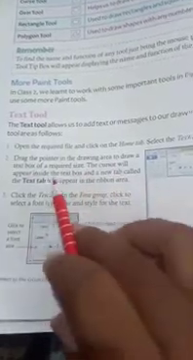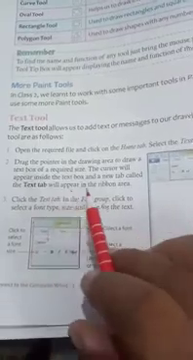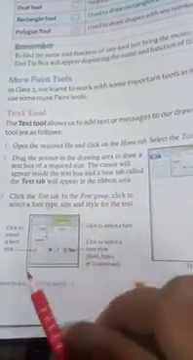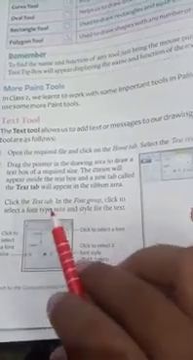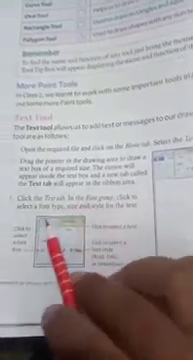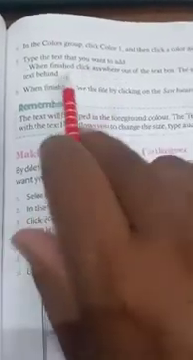The cursor will appear inside the text box, and a new tab called the Text tab will appear in the ribbon area. This is a new tab. Okay, Text tab. Click the Text tab. In the Font group, choose the font type, size and style for the text. In the Colors group, click Color 1 and then click a color for the text. Fifth, type the text that you want to add.